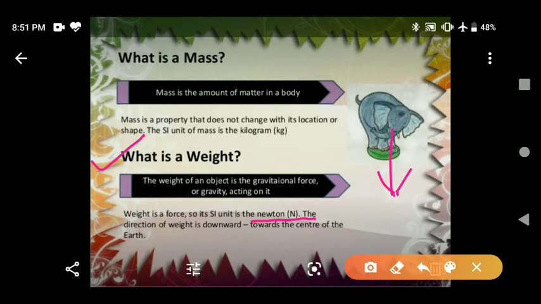There are many differences between mass and weight, and one most important difference is that weight varies from place to place. Weight depends upon gravity, which we will see in the next slide. So this is the difference between mass and weight. Weight is a gravitational force acting on a body, and the SI unit of weight is Newton. So this is all about mass and weight.